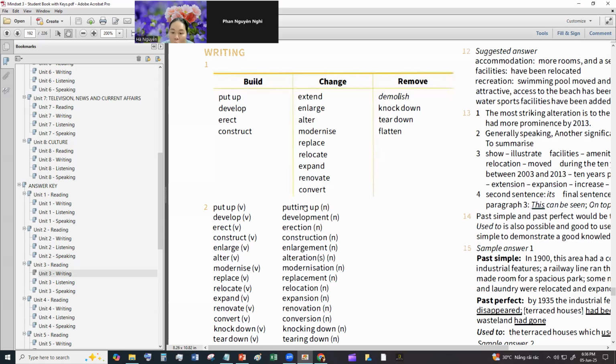Okay, all right, so what do you notice about the verbs changing to the nouns? What kind of suffix do you put after the verbs to create nouns?